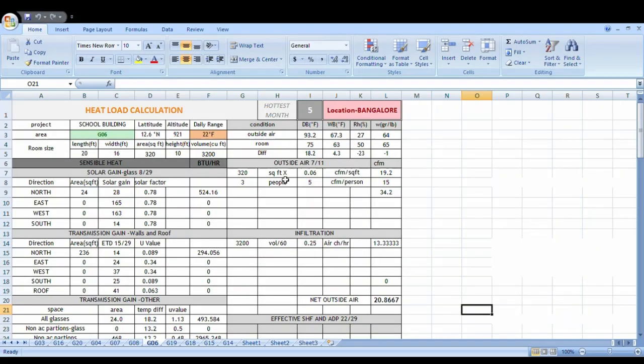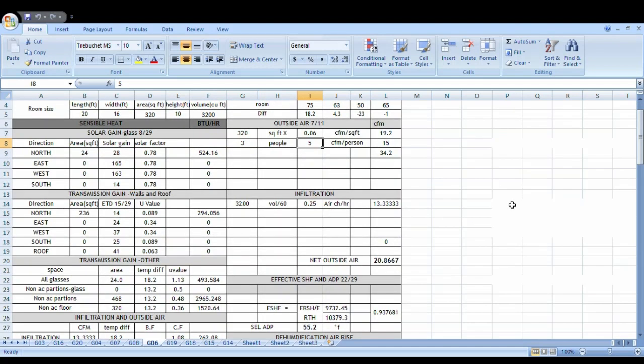See here, CFM per square feet is 0.06 from design data book and CFM per person is 5. If we multiply these values, we will get this one. So total CFM is 34.2 CFM.